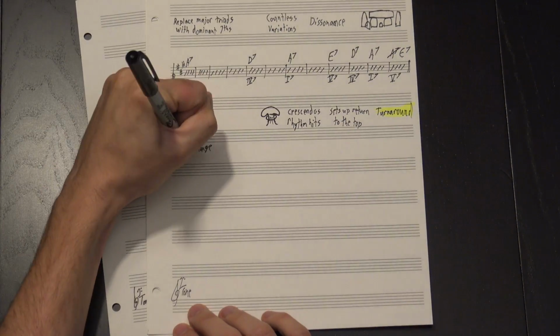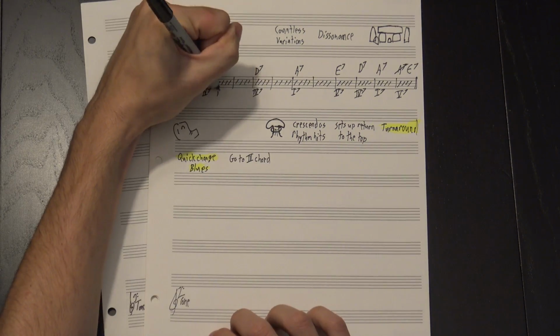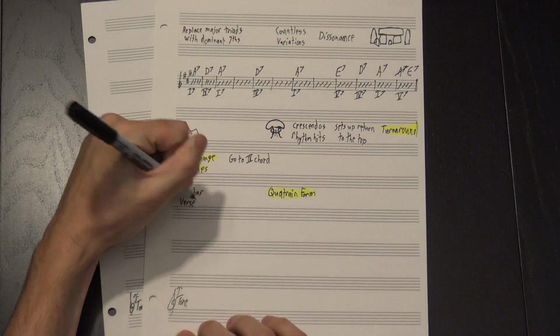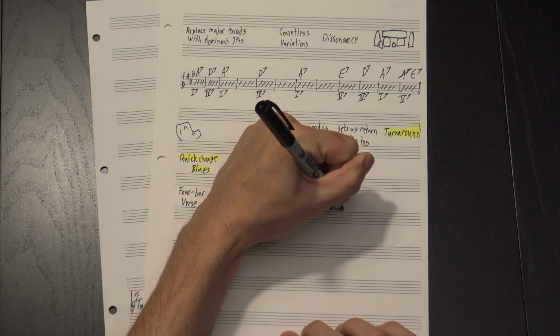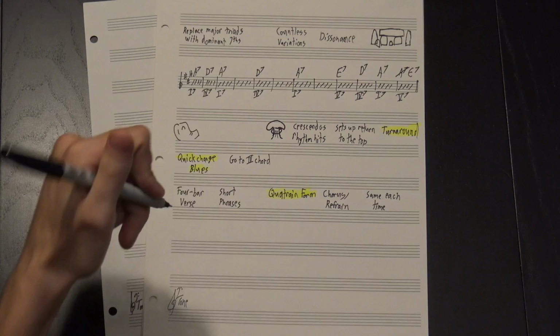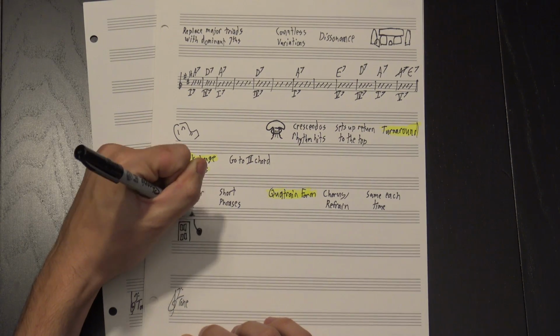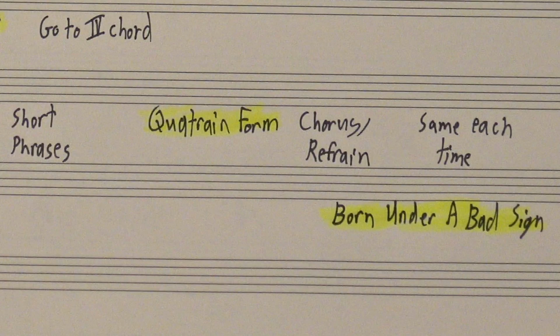There's also a version called quick change blues where we jump the gun and go to the 4 chord in the 2nd bar, then back to 1 afterwards. Then there's quatrain form. Here the first 4 bars are the verse with 4 short vocal phrases, then the last 8 bars are a chorus or a refrain that's the same each time. Often these will eliminate the 2 bars of 4 and just start the chorus with 4 more bars of 1. For an example, check out Born Under a Bad Sign as performed by Albert King.